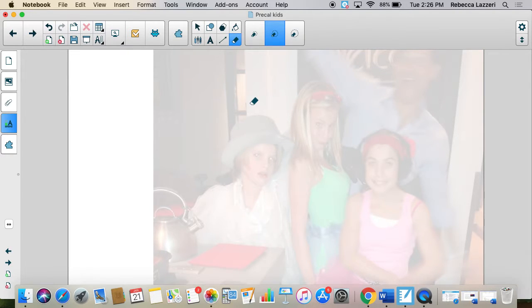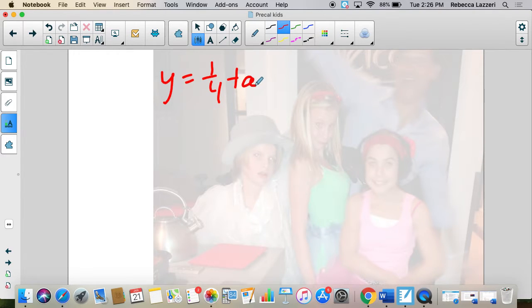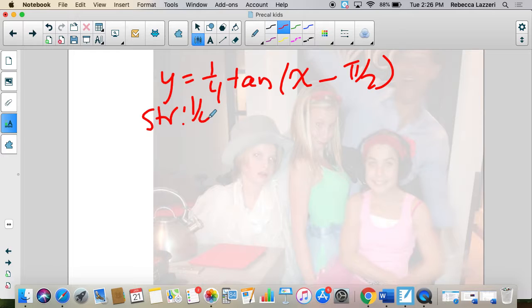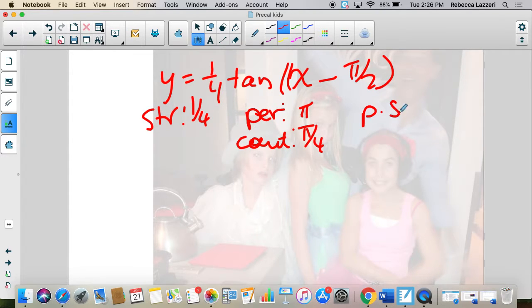Elena. Okay. 1/4 tan, parentheses, x minus pi over 2. Okay, so the stretch, the fake amplitude is 1/4. The period is little tangent, so it's pi over 1. The count is pi over 4. And the phase shift is pi over 2. I can do it in my head. And the vertical translation, there is none.